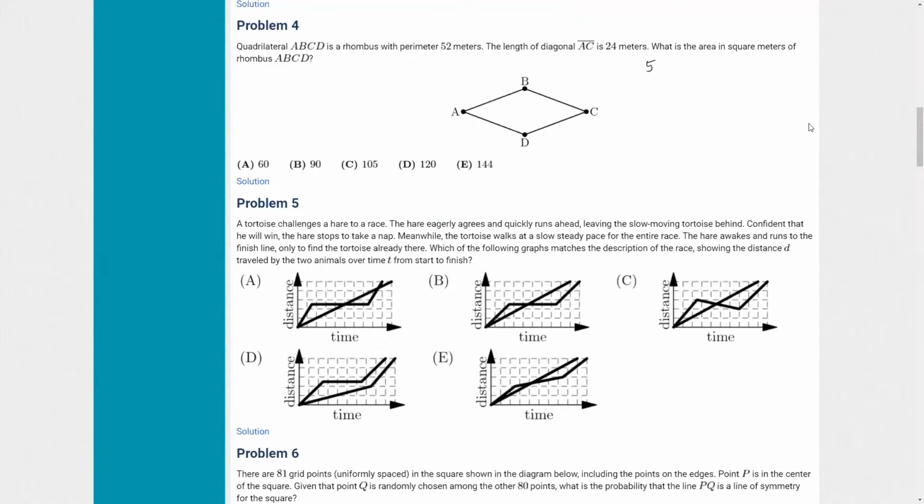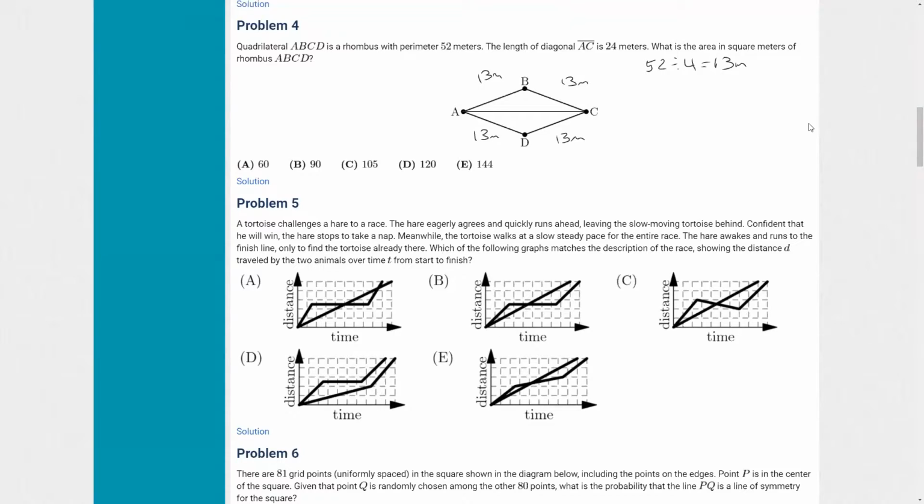So, this rhombus has a perimeter of 52 meters. So we're going to divide this 52 meters by 4 different sides. And these 4 sides are equal. So each side has 13 meters. So each of the 4 sides of the rhombus is 13 meters.